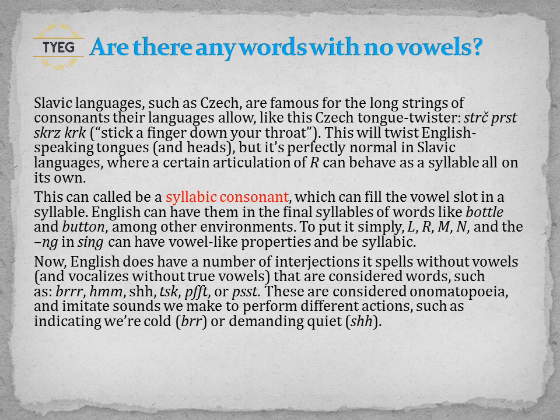words, such as brrr, tsk, pfft, or psst. These are considered onomatopoeia, and imitate sounds we make to perform different actions, such as indicating we're cold, brr, or demanding quiet.